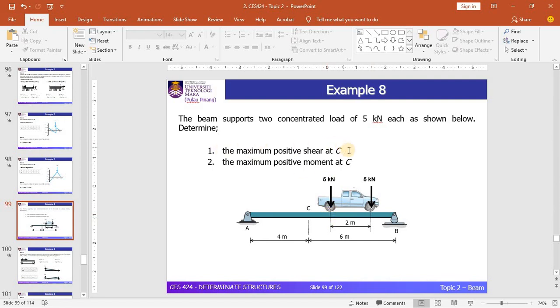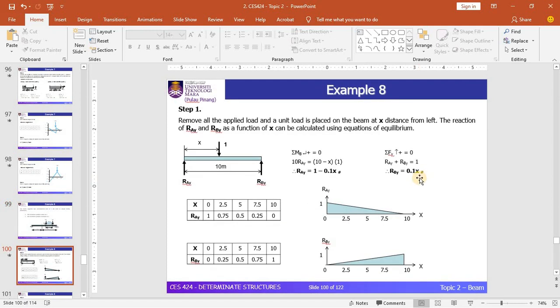Okay, so in this problem, we will find out the maximum positive shear at point C and the maximum positive moment at point C. Again, this particular problem has been seen, if I'm not mistaken, in example 2. We have developed the shear and the moment ILD for this problem in the previous example 2.